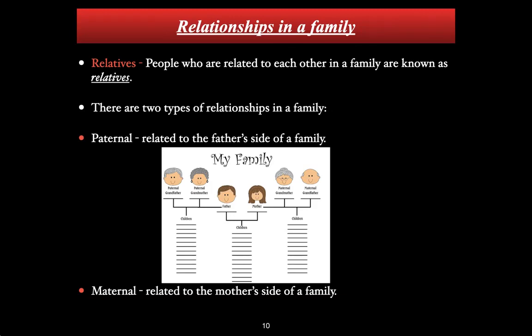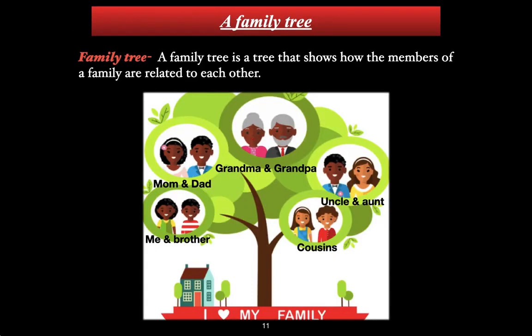Okay, let's move on. Next we talked about what a family tree means. A family tree is a tree that shows how the members of a family are related to each other. So as you can see in the picture, grandma, grandpa, mom and dad, me and brother, uncle and aunt and cousins. So this family tree depicts 3 generations and how they are related to each other.